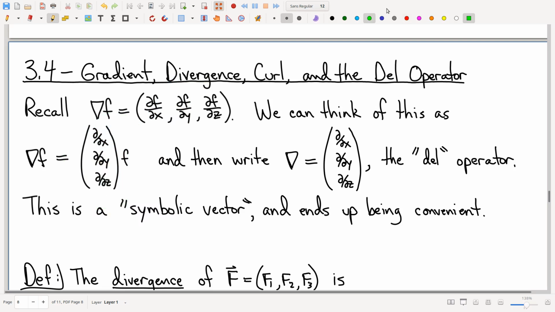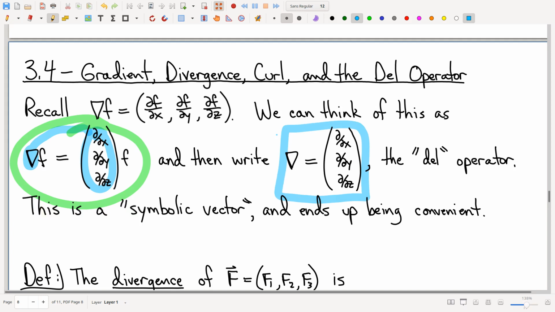Having written the gradient like this, it's also reasonable to take this thing right here, the thing that we're doing to f, and consider it a standalone, separate object called an operator. It isn't really a function; it's something I do to a function. So del, as I have it drawn here, is something that I do to f to produce this thing called the gradient. Okay, is that cool?